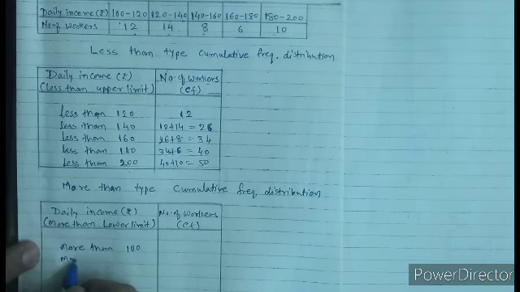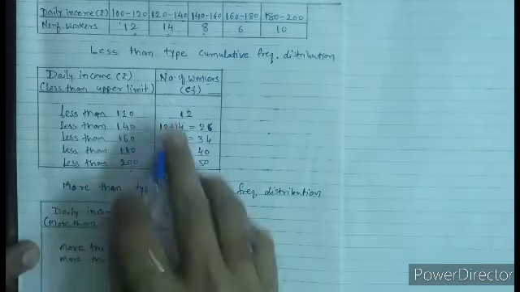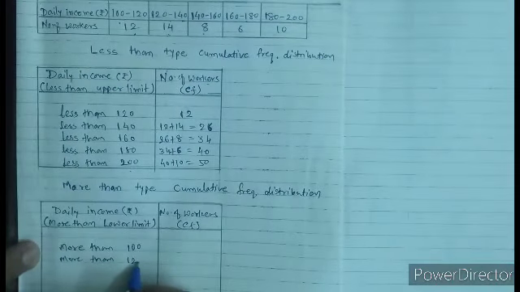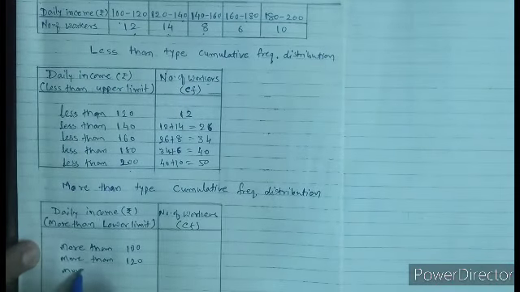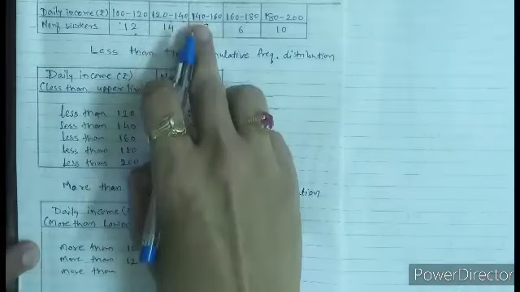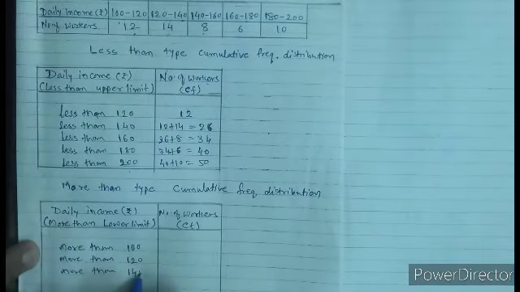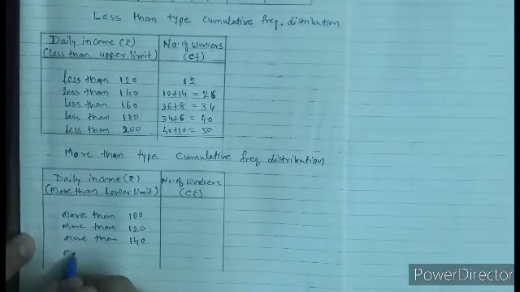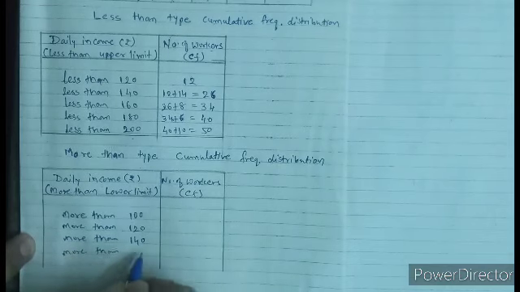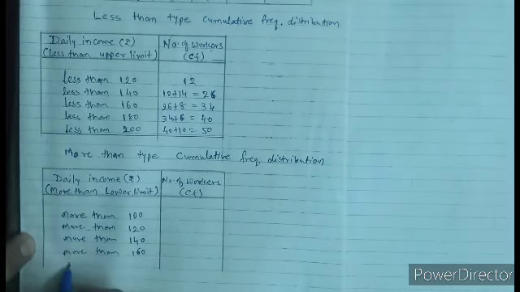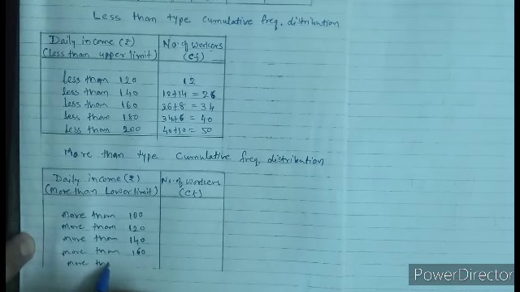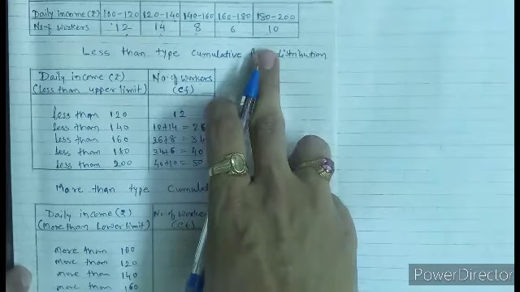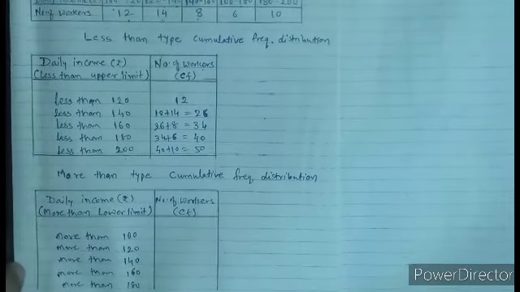Then for second, lower limit is 120. Here we can see class 2's lower limit is 120, so more than 120. For class 3 we will get more than 140, as its lower limit is 140. Then next class, lower limit is 160, so more than 160. And finally more than 180, as the lower limit of the last class is 180. Now we have to get the number of workers.